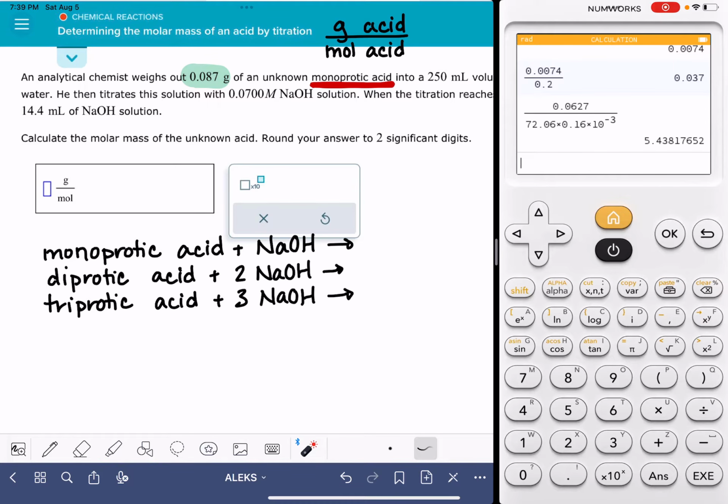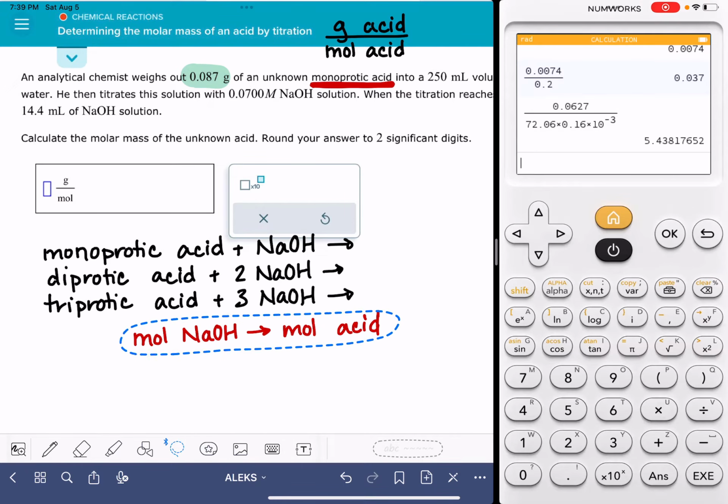Now remember, our job right now is to figure out how many moles of acid we have, and the way that we're going to do that is by calculating the moles of NaOH, and then using stoichiometry to convert that into the moles of acid, because we know the stoichiometric relationship between the acid and NaOH. Even though we don't know the actual acid and we can't finish and balance this equation, we do know that the NaOH reacts with the acid in a predictable way based on whether the acid is mono, di, or triprotic.